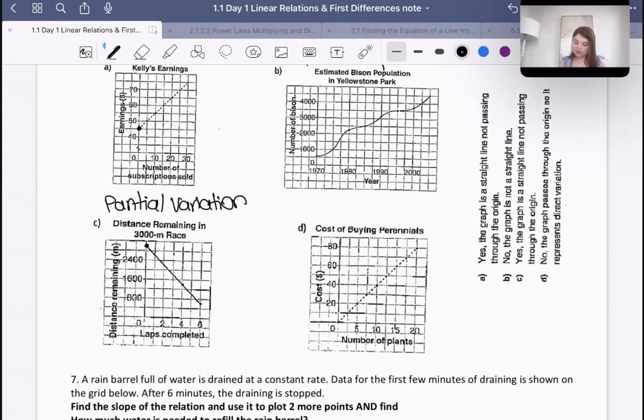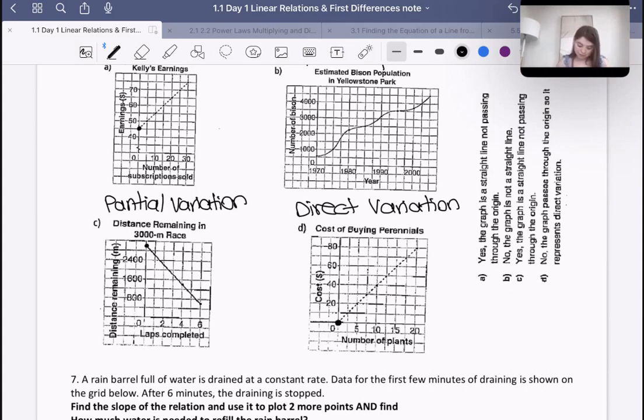Okay, which sounds like that's number of plant by the looks of it. And looks like this would be direct variation because the y-intercept is 0, so therefore it would be direct variation. So that's why.